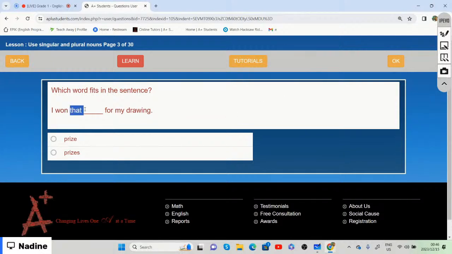I won that prize or that prizes for my drawing. All right, so if we look at the word that, and that refers to one, so that prize.